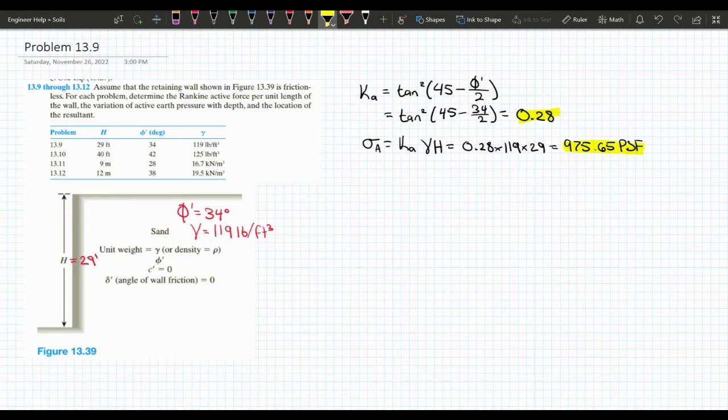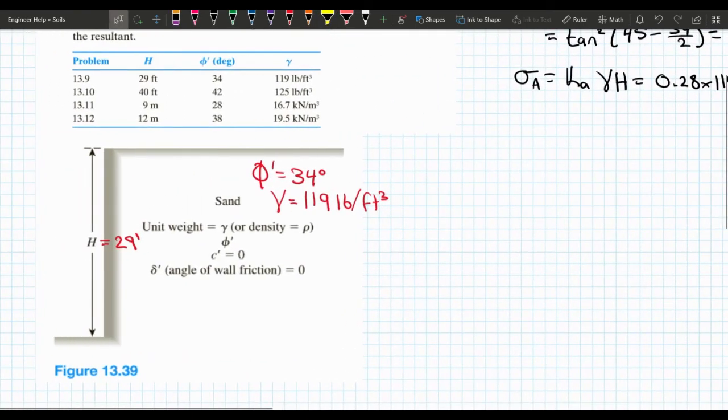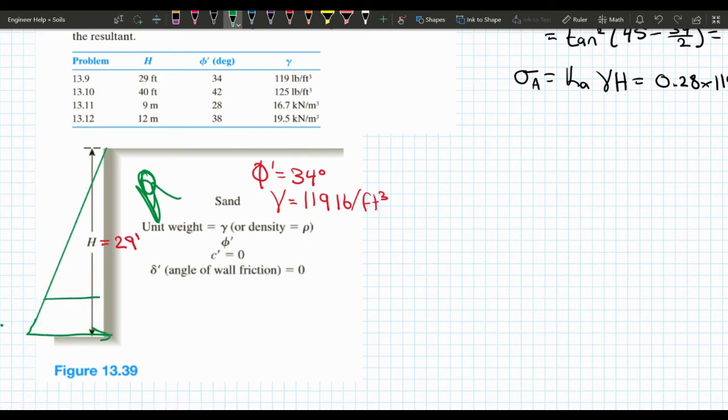All right, now let's find the location of the resultant. Whenever soil acts on a retaining wall, that is going to create a triangular distribution. So let's just visualize this. This is our retaining wall right here. That means we're going to have a soil distribution acting like this, triangular. And the resultant force is always going to act at the centroid of the distribution.